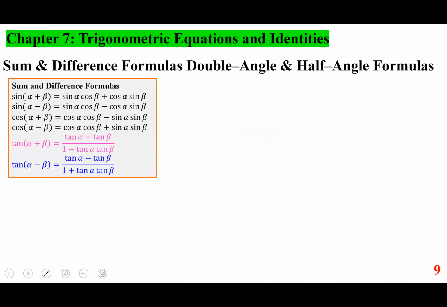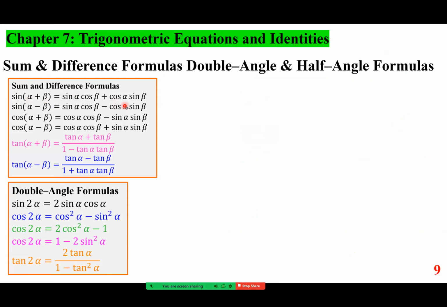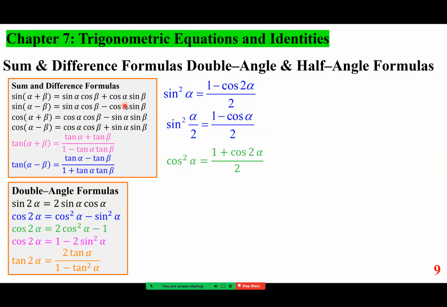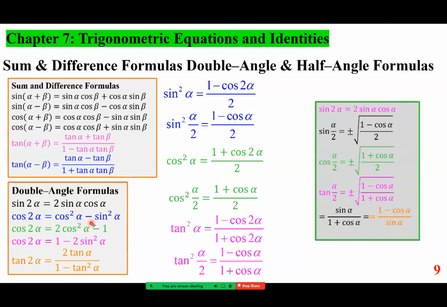These are formulas you've seen, sum and difference formulas. For example, sine of alpha plus beta is sine alpha cosine beta plus cosine alpha sine beta. Double angle formulas, which give rise, for example, to cosine of 2 alpha is cosine squared minus sine squared, 2 cosine squared minus 1, 1 minus 2 sine squared. So we can get sine squared of alpha from here, cosine squared alpha from here, and the half angle formulas. So in essence, believe it or not, I'm sort of showing you the proof also.